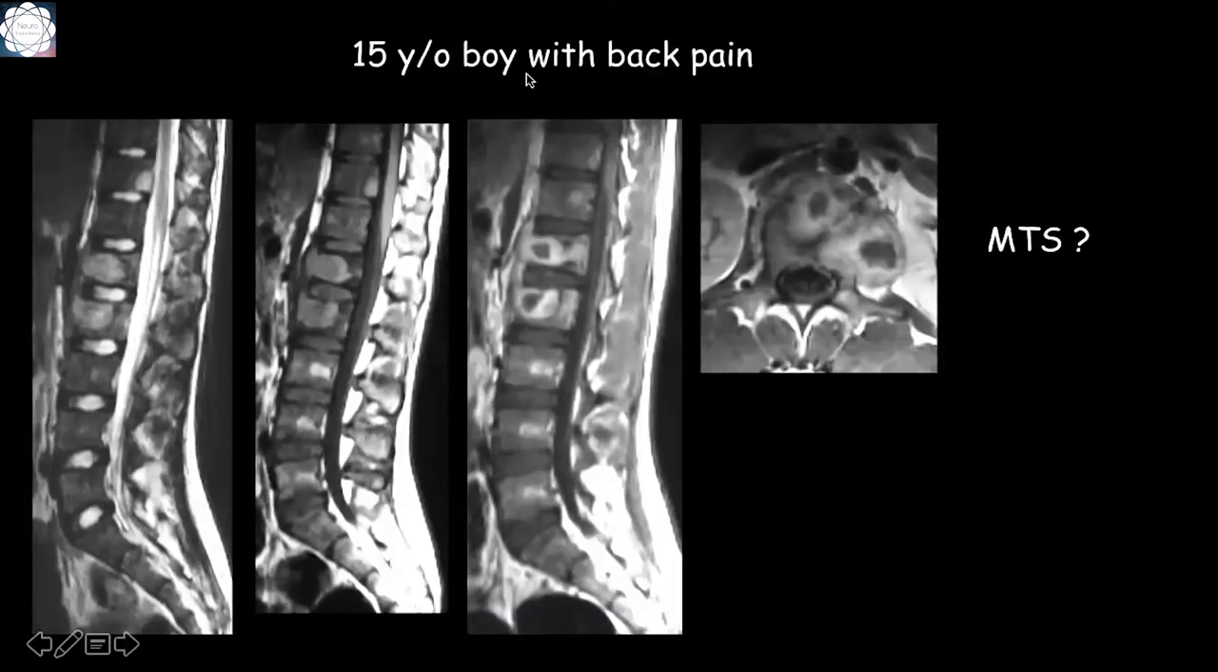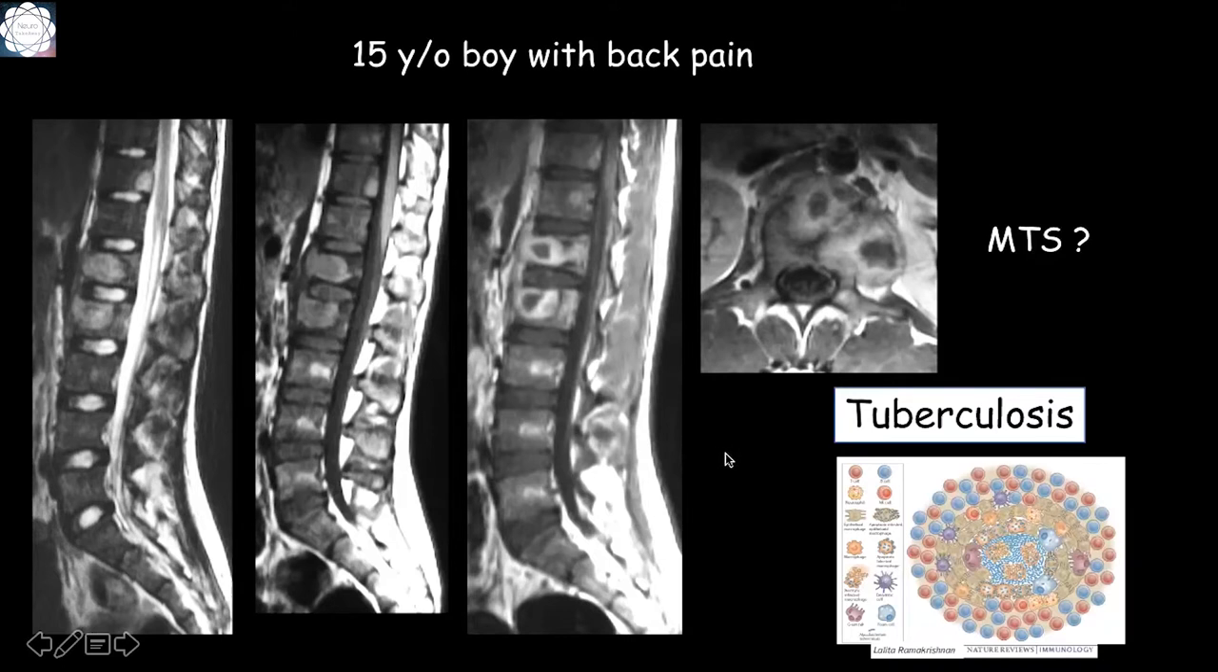Here you have a 15-year-old boy with back pain. You can see several lesions in some vertebral bodies, which skip some of them. They are very well defined on STIR. They are hyperintense, relatively hyperintense on T1, and they have a peripheral pattern of enhancement. You can see on the axial images the presence of this extension to the paraspinal space and the presence of collections in this tissue. You can think of metastases, or you can think of some other diagnosis, but in our countries, tuberculosis is one of the most frequently found etiologies of these images in children.